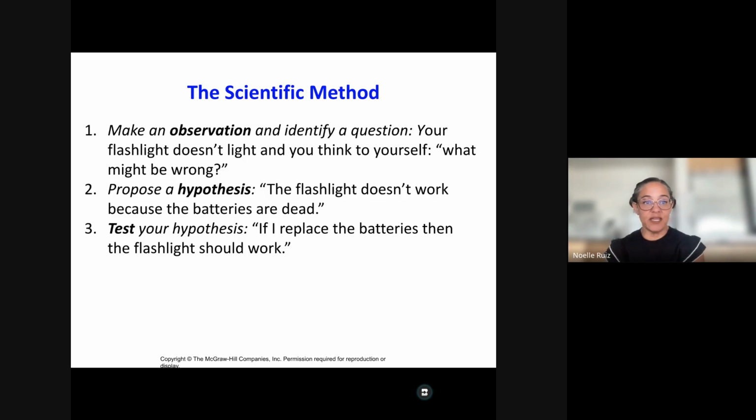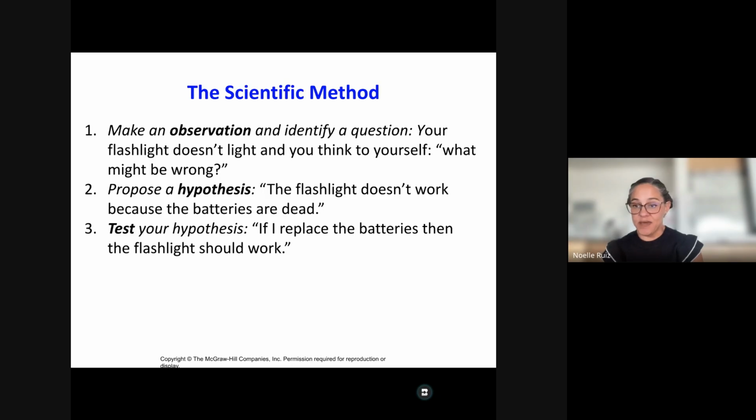So the first step is always to make an observation, identify a question. So they go with the flashlight here. As an example, your flashlight doesn't light, and you think to yourself, what might be wrong? Second step is hypothesis. Flashlight doesn't work. I think the batteries are dead. You're going to test your hypothesis. The if-then statement is usually what we call the hypothesis. If I replace the batteries, then the flashlight should work.